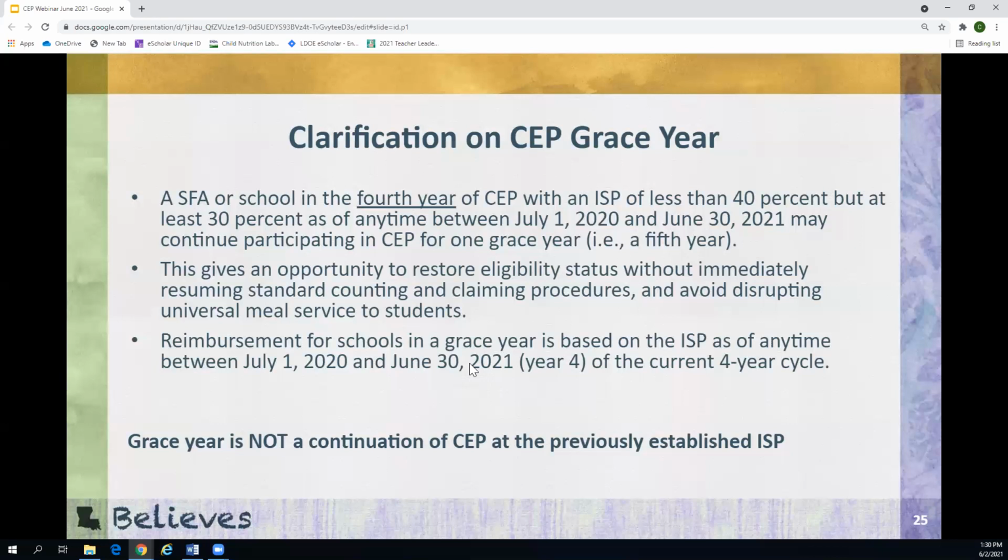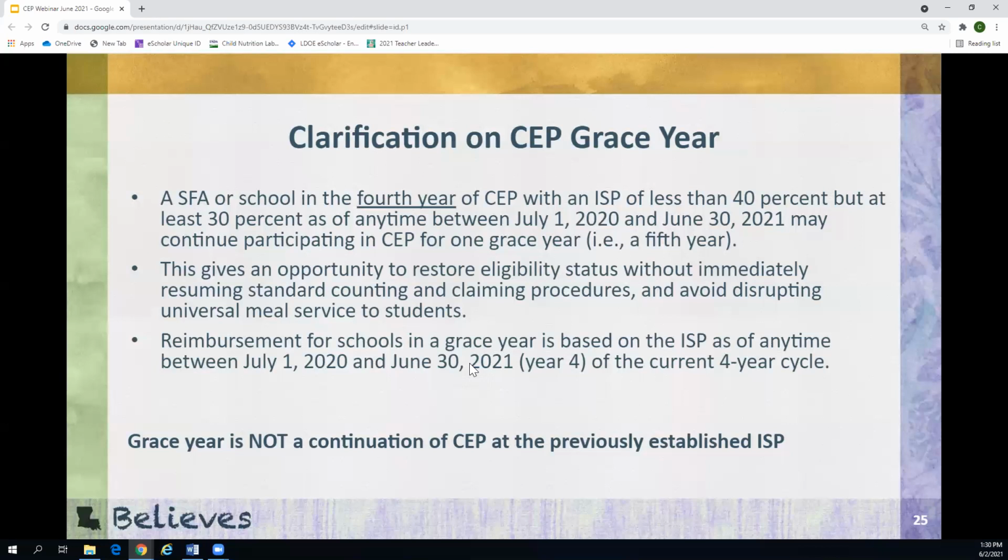We are waiting on additional guidance from USDA about CEP and hope to have that in the near future. I would have liked to have that before today, but it never has worked that way for me thus far. So I don't know why I thought it would work this time.